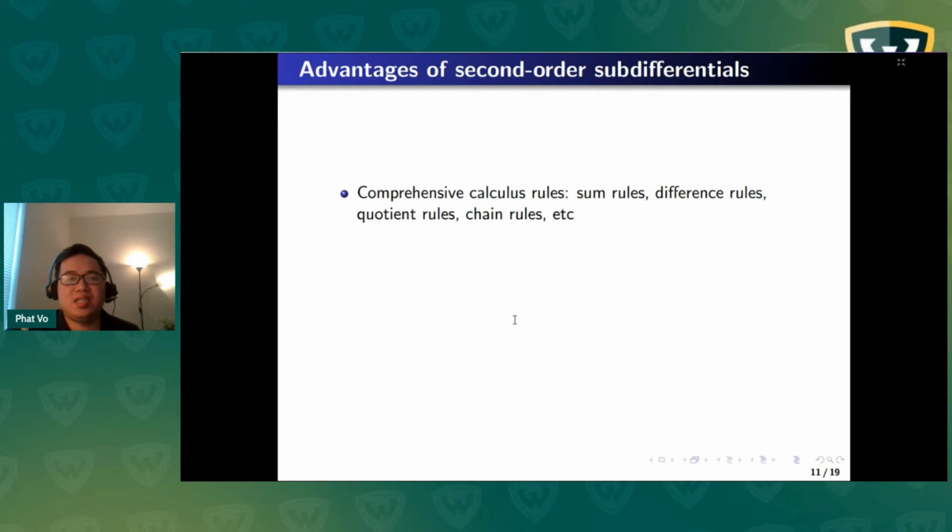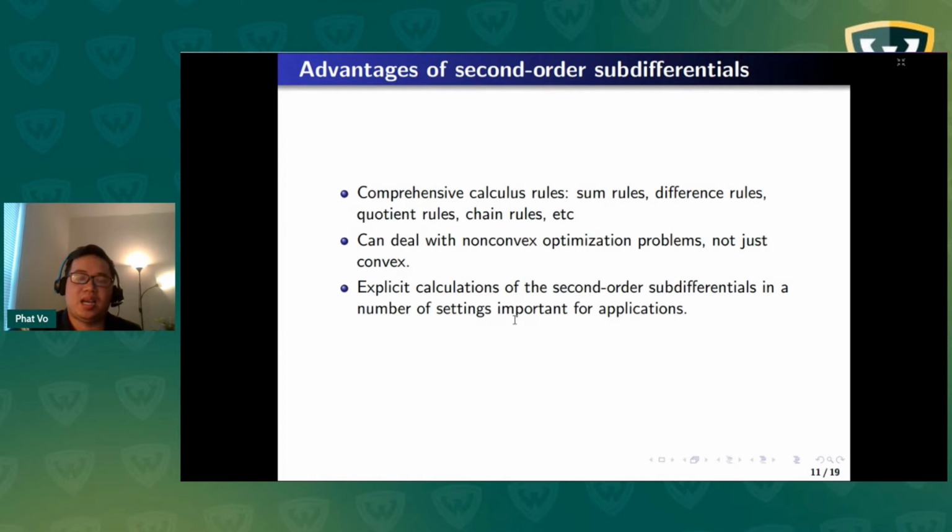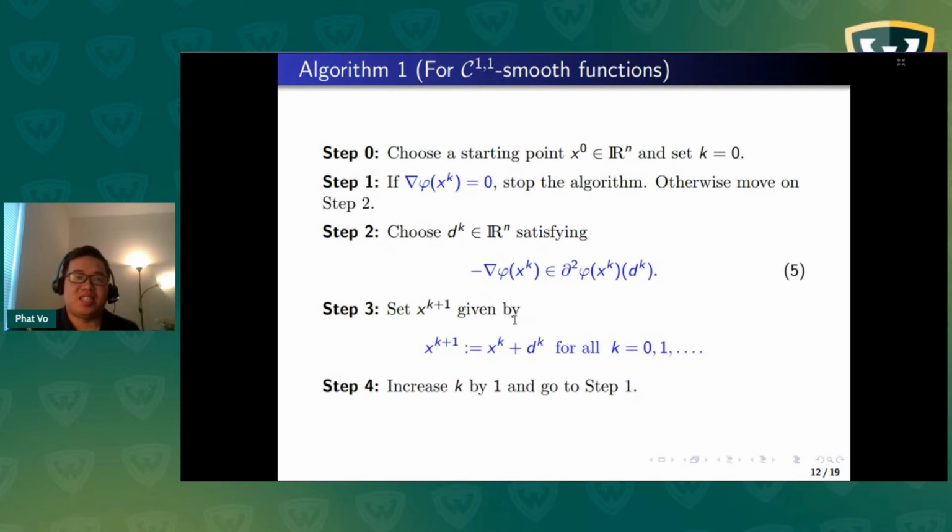The first advantage is that the second order subdifferential has a comprehensive calculus: sum rules, difference rules, quotient rule, chain rules, and so on. And the second order subdifferential can deal with non-convex optimization problems, not just convex ones. It also has explicit calculation in a number of settings important for applications. That's all for the advantages, and there are lots of others, but I will not mention them here because of the time.